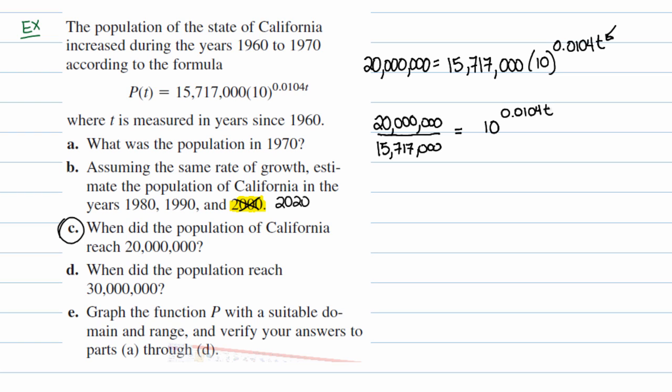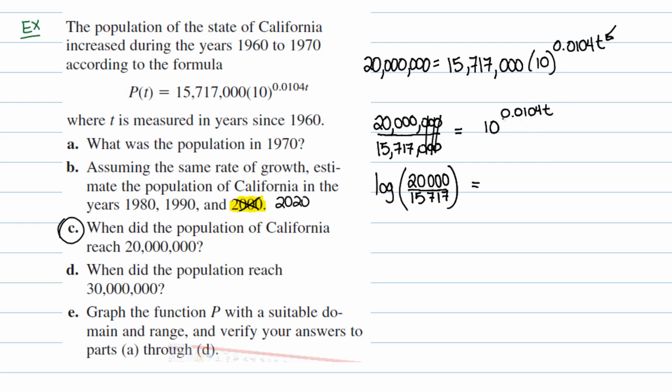I'll take the log base 10 of both sides. So taking the log base 10 of the left-hand side gives me 20,000 over 15,717. I went ahead and just canceled out these zeros. I'm allowed to do that. I basically divided numerator and denominator by 1,000. On the right-hand side, when you take the log base 10, it just returns the exponent, because I'm taking the log of the same base, base 10. So log base 10 of 10, those two kind of cancel each other out. It's not really true, but it brings the power down.